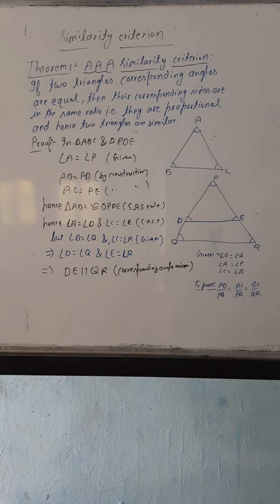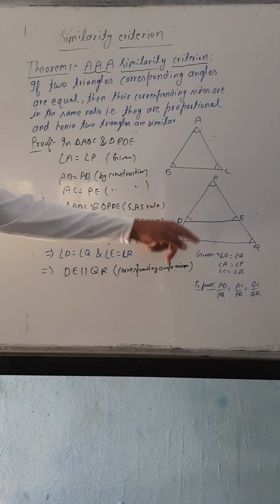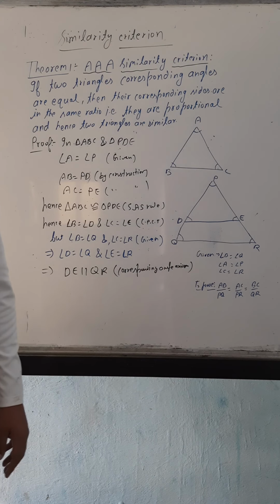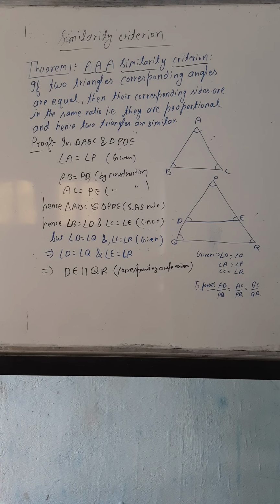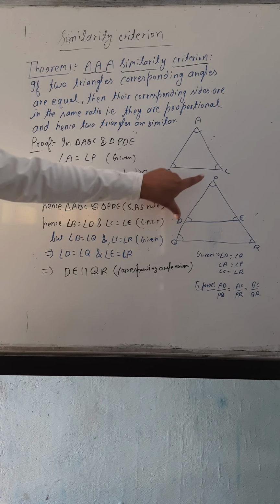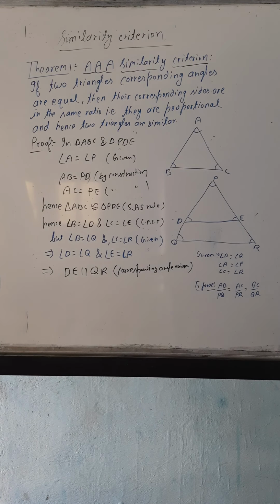Okay? The corresponding angle axiom says that if the corresponding angles are equal, then the two lines become parallel to each other. Yes or not? These two lines are parallel. Now, if these two lines are parallel, then we have already discussed the BPT and the converse of the BPT. What does it say? It says that if two lines are parallel, then the ratio of their sides will become equal. Yes or not? That is the converse of the BPT.